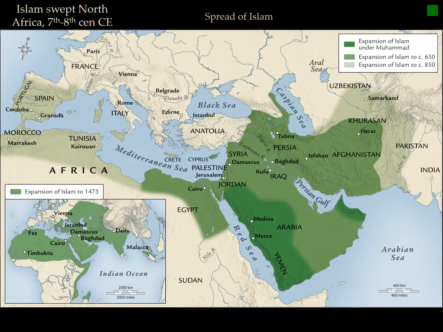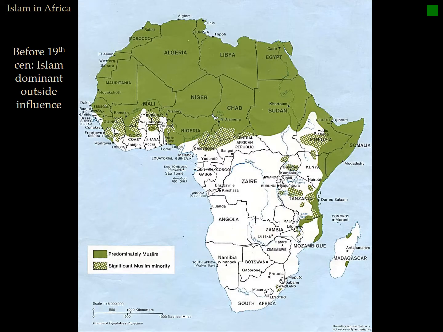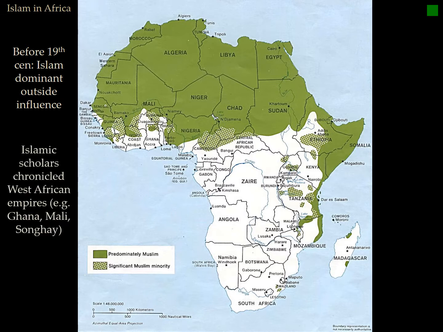In the 7th and 8th century Common Era, the rise of Islam would spread very rapidly. Beginning in the Middle East, it spreads westward in North Africa until 1475 as seen here. It is the dominant cultural force. In fact, until the 19th century, it remains the dominant outside influence in Africa before we have massive colonization from Western empires and thus Christianity. It was here that Islamic scholars, not Western scholars, would chronicle these West African empires like Ghana, Mali, Songhai.